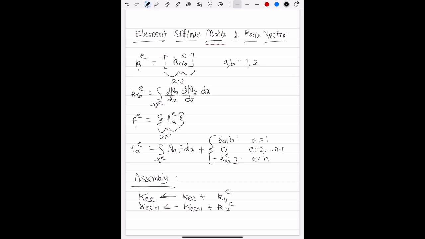K12E from the element stiffness matrix. Similarly, Ke plus 1E, this particular element from the global stiffness matrix, is going to be updated as Ke plus 1E plus K21E. And finally, Ke plus 1 E plus 1, this particular element is going to be updated as Ke plus 1 E plus 1 plus K22E.